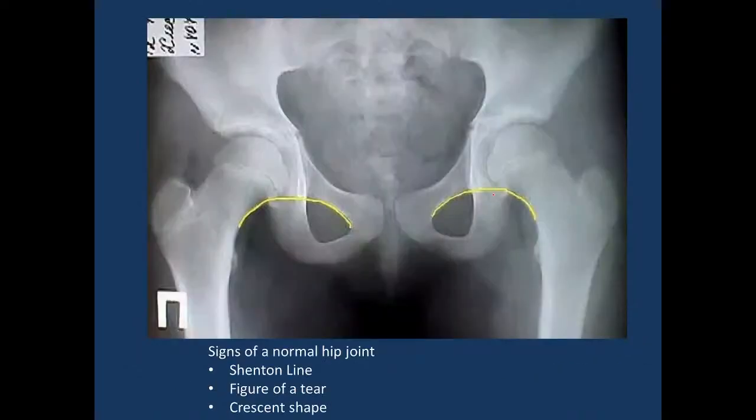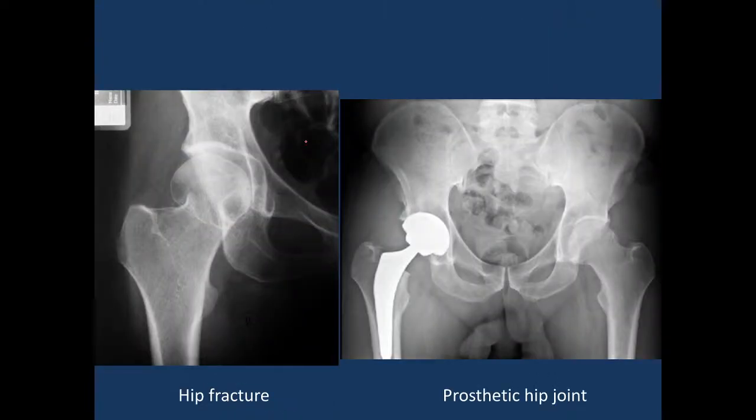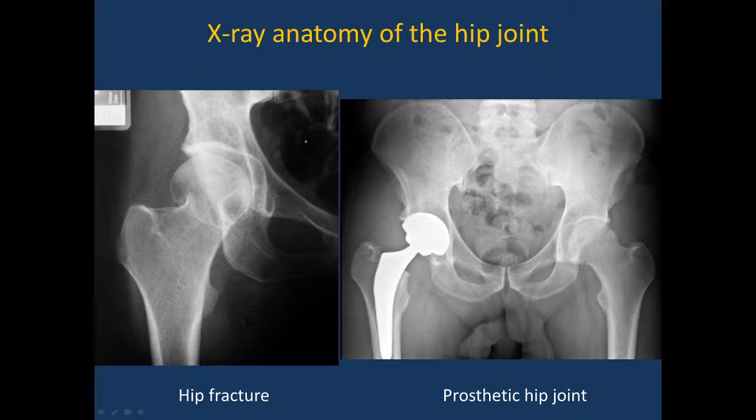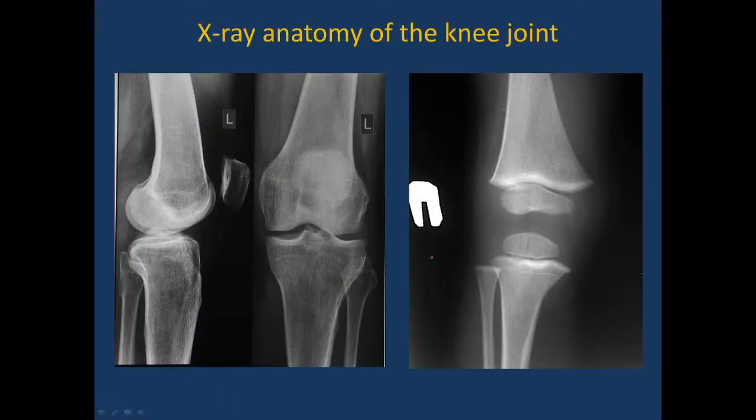Yeah, and this is a normal typical position of the caput femoris in the hip joints. We call it Shenton. The yellow is the Shenton line, and also the figure of crescent shape and figure of tear located. This is a normal feature of normal hip joints. That is the fracture of the hip bone, and that is the artificial prosthetic of the joint.